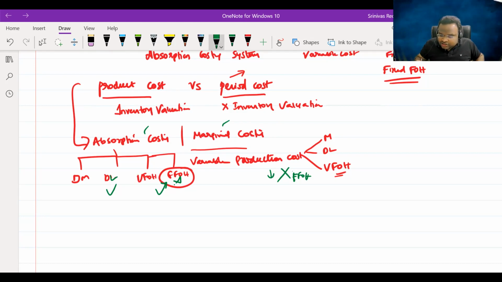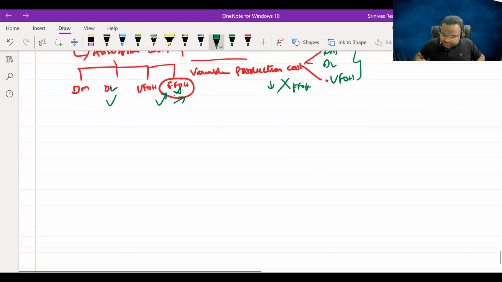That means under marginal costing, what are my product costs? My product costs are direct material, direct labor, and variable factory overheads up to factory level. Whereas under absorption costing, I consider these three and I also add what amount? Fixed factory overheads. So that is the reason we are learning fixed overhead cost variance under which costing system? Absorption costing system. Hope you are clear up to now. Okay, now let me move forward.